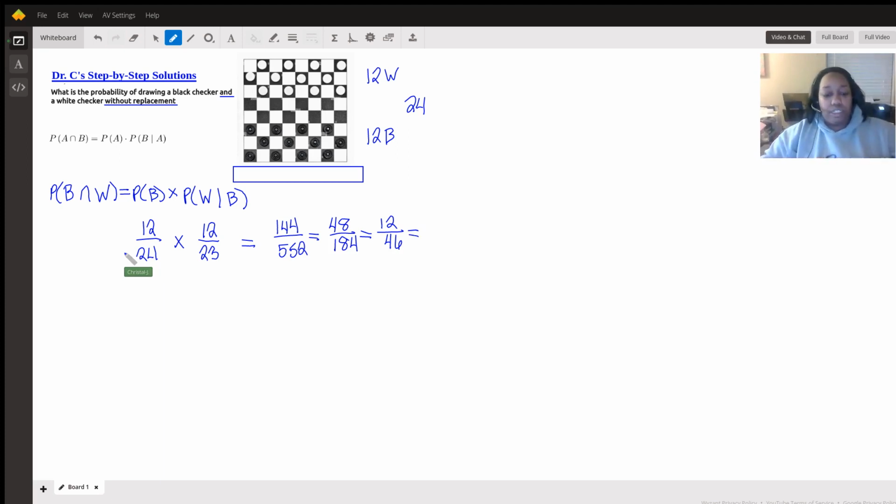And then we go one step further. Okay, and we just go by twos. So 12 divided by two is six. 46 divided by two is 23. So your final answer, the probability of drawing a black checker and a white checker would be 6 out of 23. Okay.